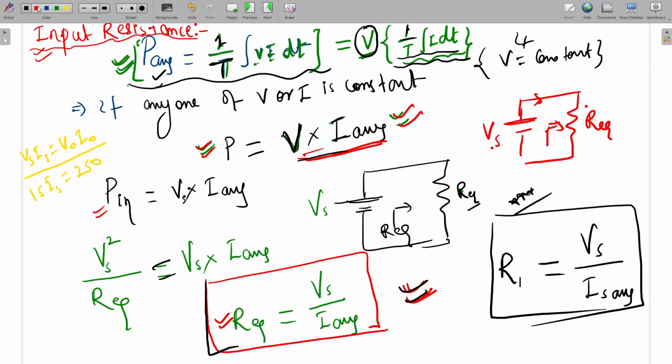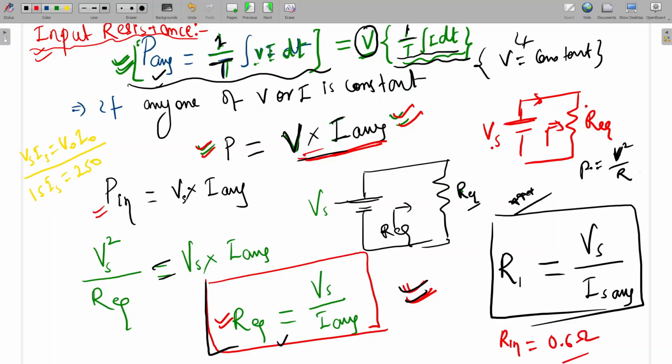Another way to calculate directly, since the output power is given: what will be the R equivalent? What will be the input resistance? P is equal to V square by R, so R will be V square by P. P is how much? Sir, 0.6. So R input will be 0.6 ohm.